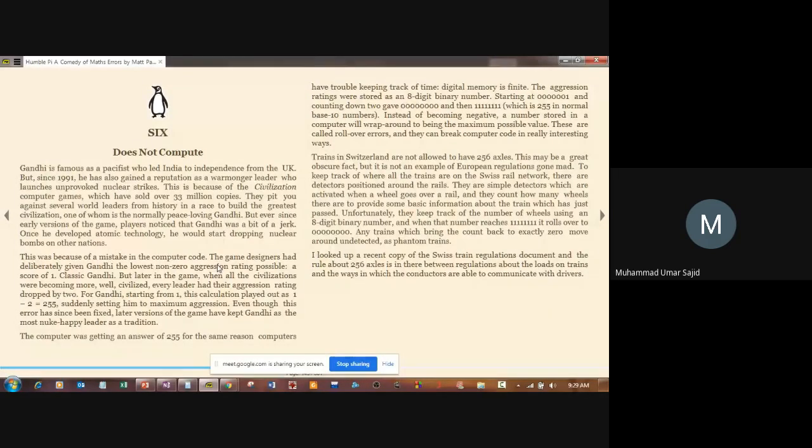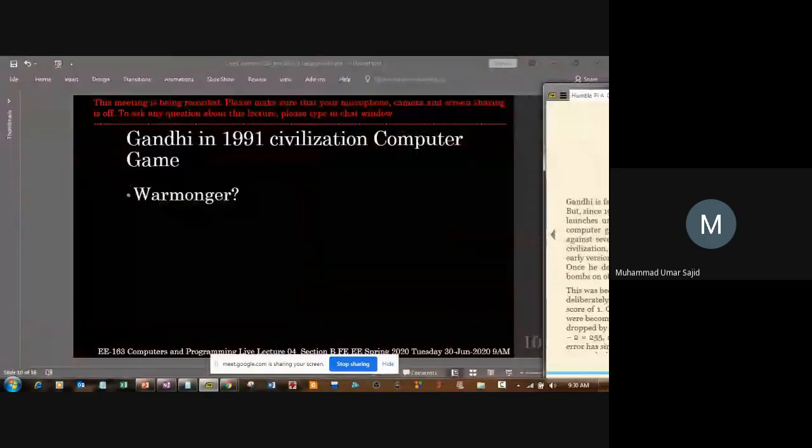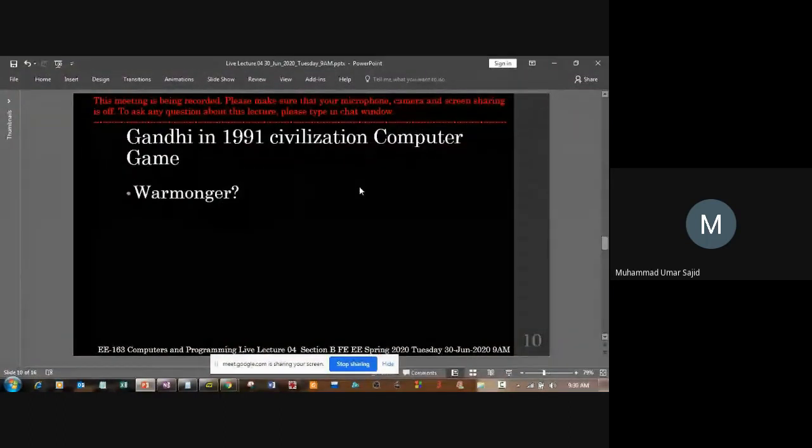The game designers deliberately gave Gandhi the lowest non-zero aggression rating possible, a score of 1. As the civilizations developed, every leader had their aggression rating subtracted by 2. So for Gandhi, starting from 1, this calculation played out as 1 minus 2 equals 255. Again, an overflow error, setting him to maximum aggression. Even though this error has been fixed, later versions of the game kept Gandhi as the most nuke-happy leader as a tradition. So this is another problem with this overflow kind of thing.